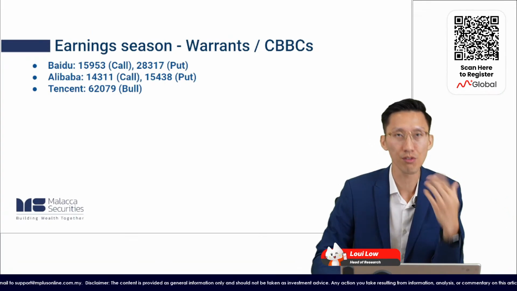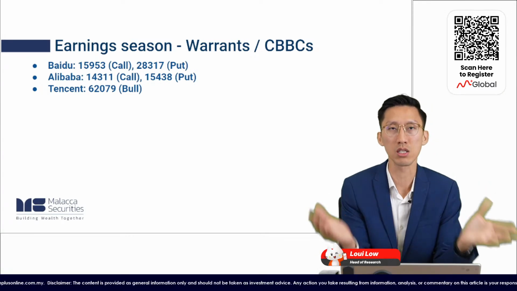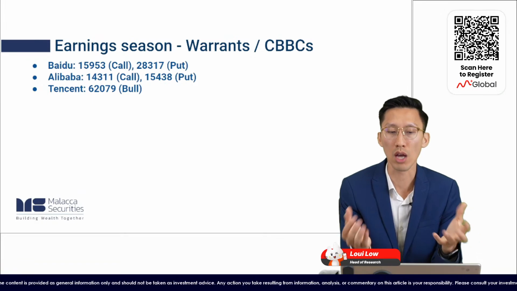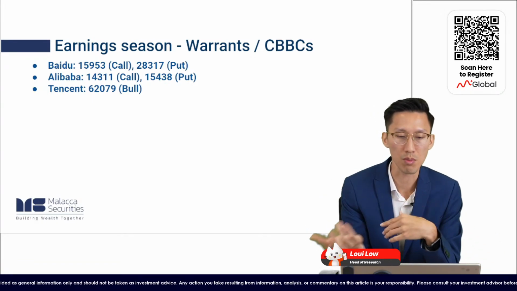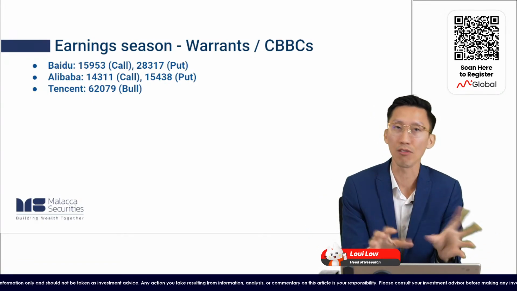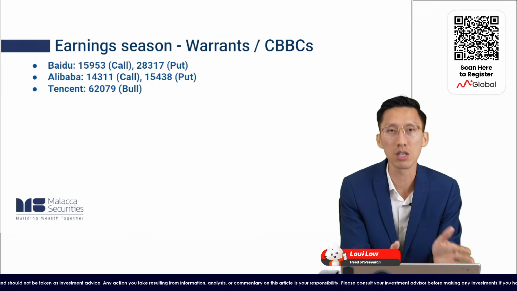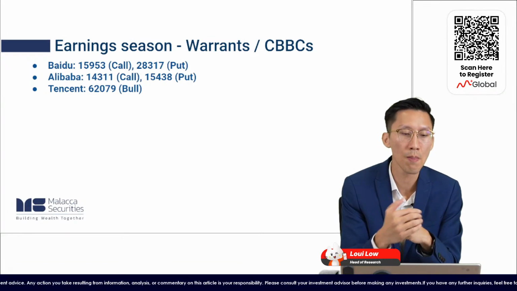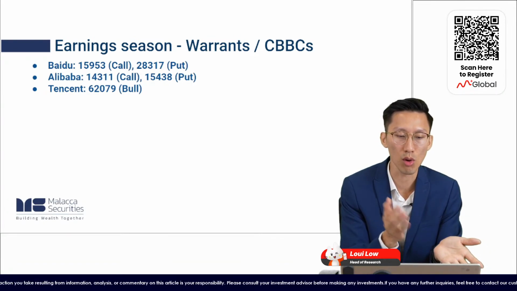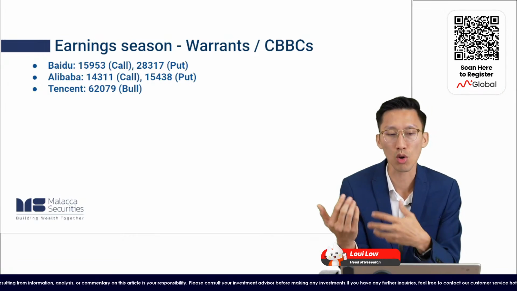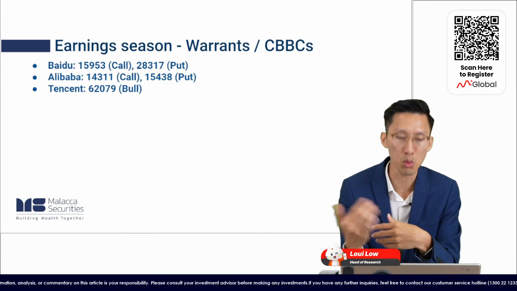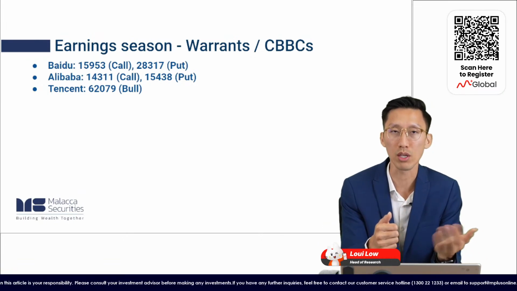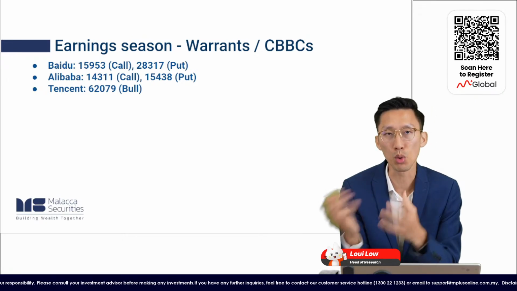But for sophisticated traders, during earnings season, you want to have leverage on all these events. What you can do is look into warrants or even CBBC. These are really for sophisticated traders. Make sure you understand the product fully before you trade on any of these products. Like for instance, for Baidu, you can go into 15953, which is a call warrant. 28317 is a put warrant. For Alibaba, you can trade on this call warrant, 14311 is the code. 15438 is the put warrant.